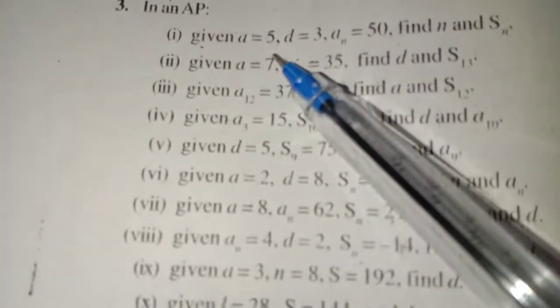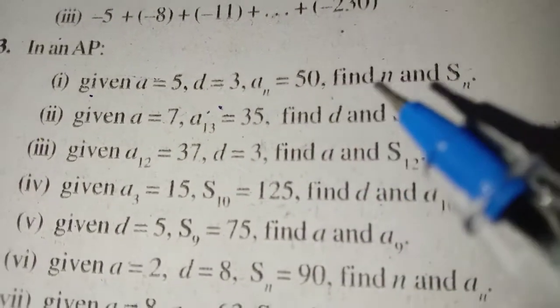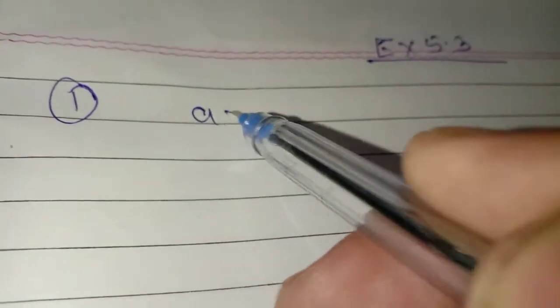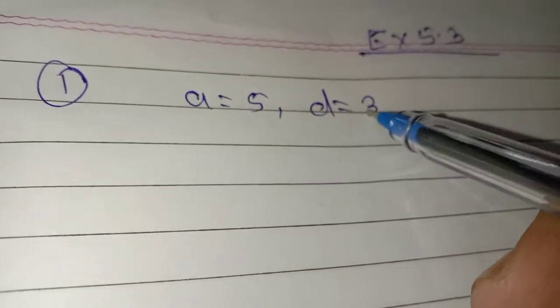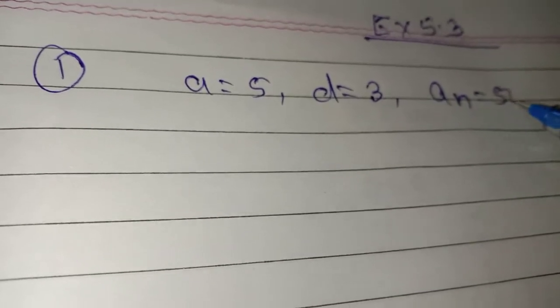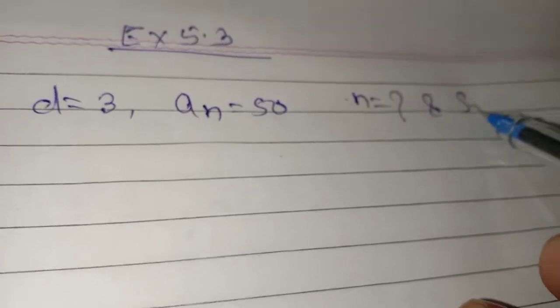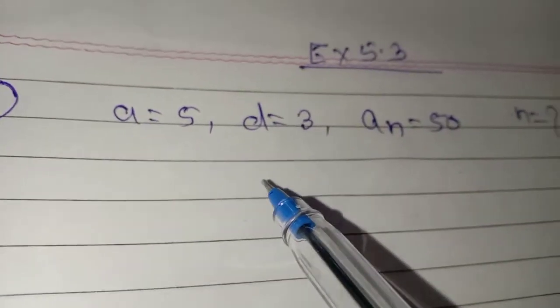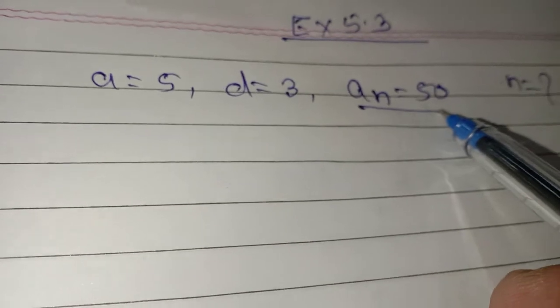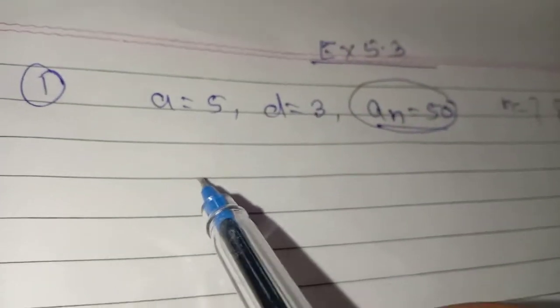Given that a is equal to 5, d is equal to 3 and an is equal to 50, you have to find n and Sn. So the first question is: a is equal to 5, d is equal to 3, an is equal to 50, and what you have to find? We have to find the value of n and Sn. Clear? So if the last term is given, we can find n clearly using the general term formula.